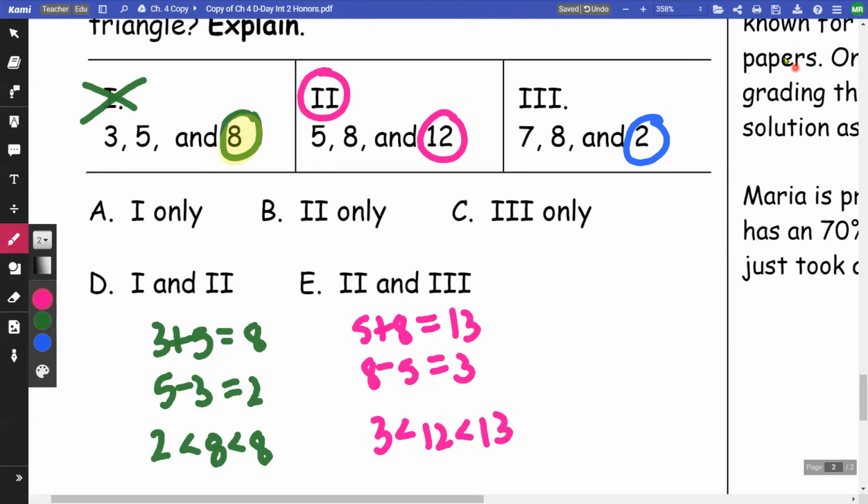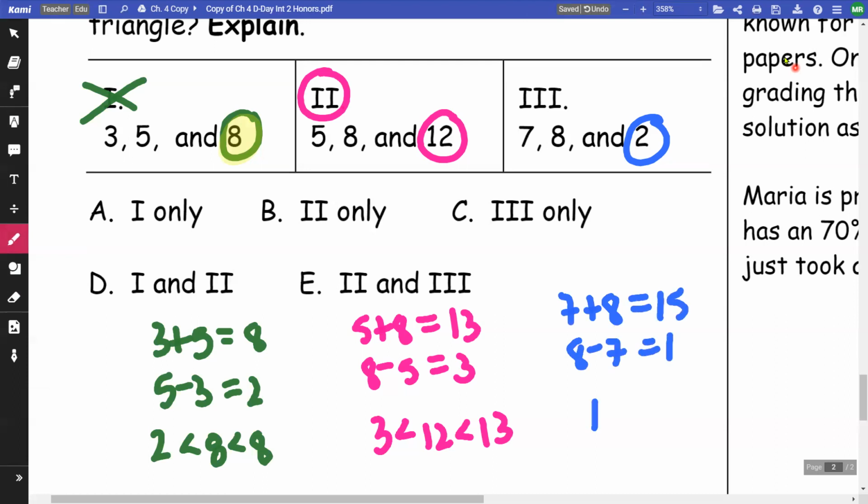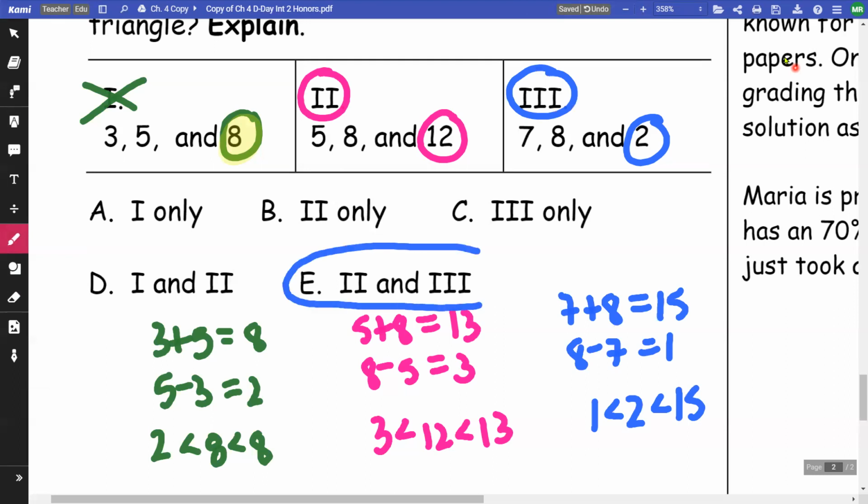Okay. Now let me try the last one, 7, 8, and 2. So I'm going to add 7 and 8, and I'm going to subtract 7 and 8. So I get a 15 and a 1. And we want to see, is 2 in between those? And yes, it is. So that's going to be letter E.